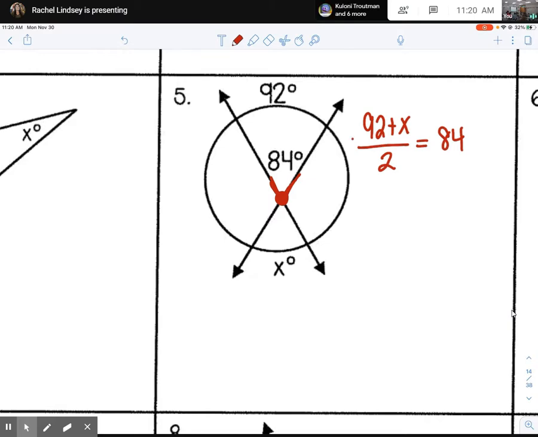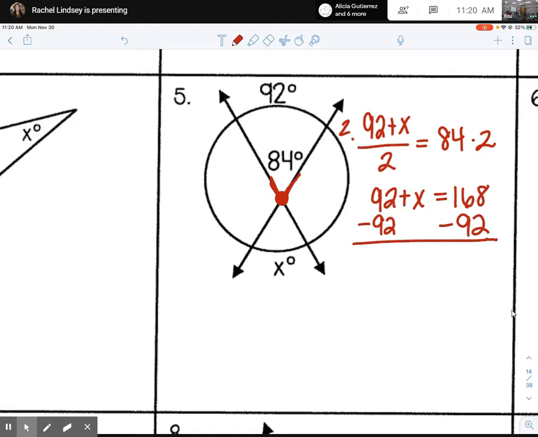Multiply both sides by 2 to get the 2 off the bottom. I have 92 plus X equals, what's 84 times 2? 168. Subtract 92. And X equals 76 degrees.